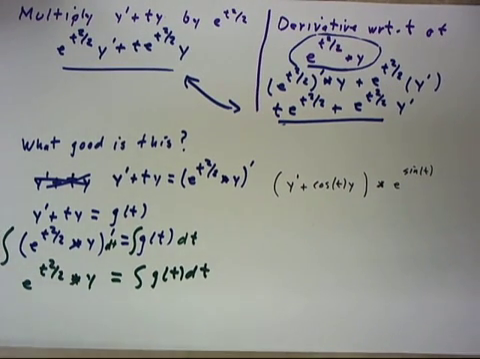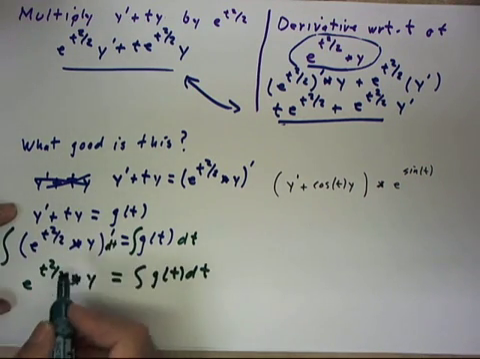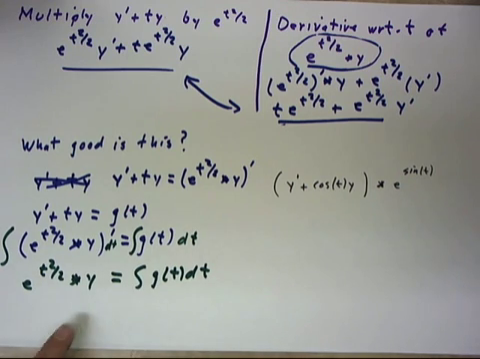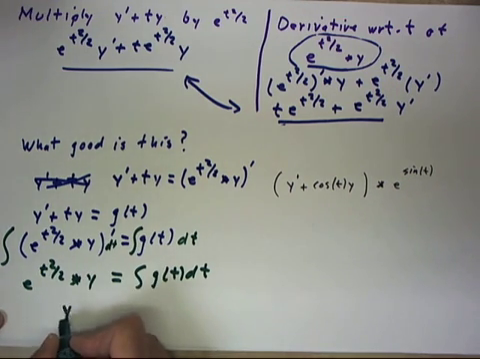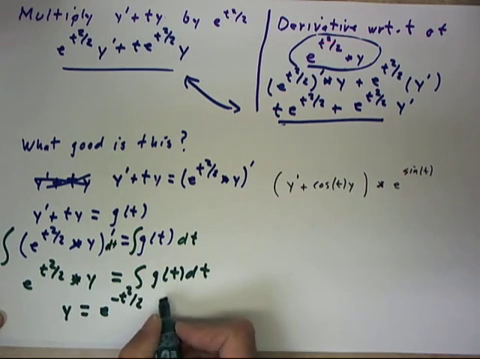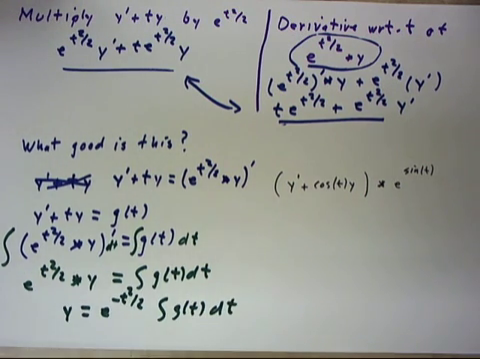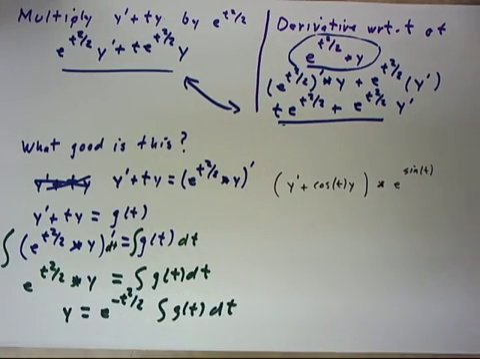Now that's actually quite a big deal, because what we're trying to do, if we're trying to solve this equation, we're trying to find the y function, and the y function is just then e to the negative t squared over 2 times the integral of g of t dt. If we can do this integral, if this function is something we can integrate with respect to t, we've just solved the equation. And we solve the equation by using this trick. Now we're going to solve another equation using a similar trick.